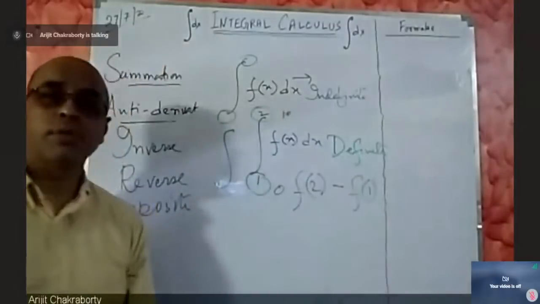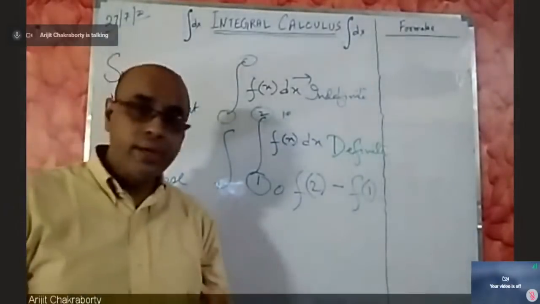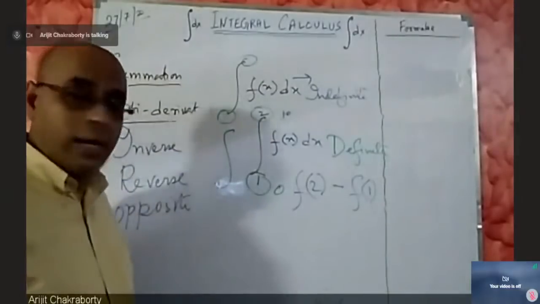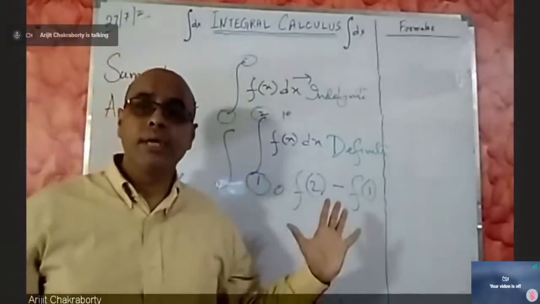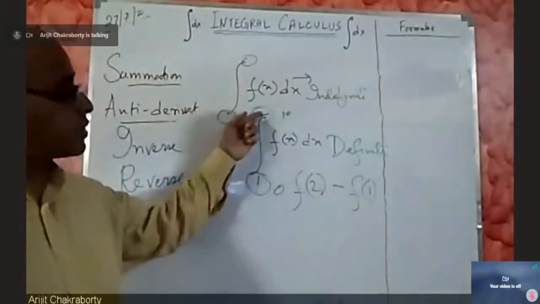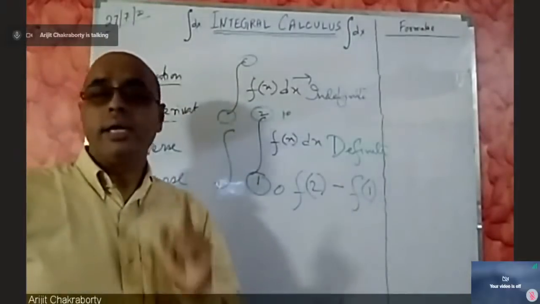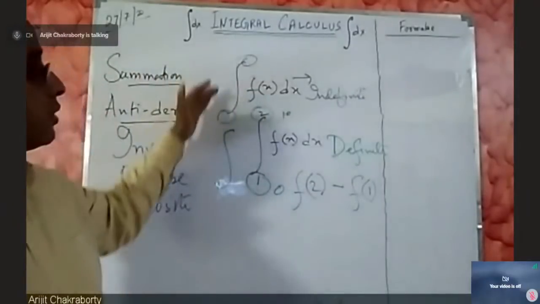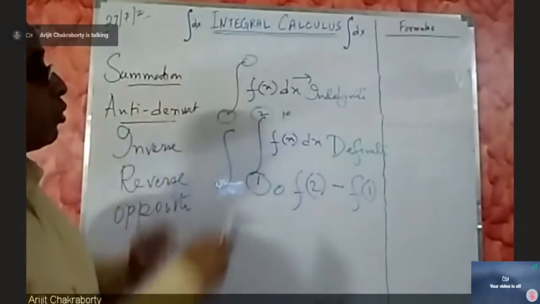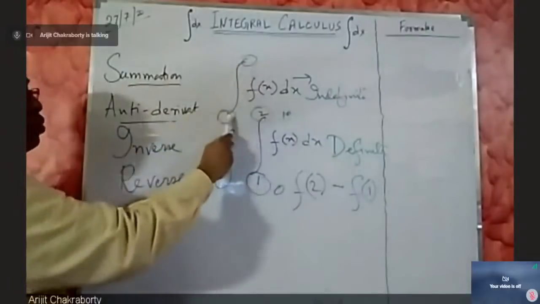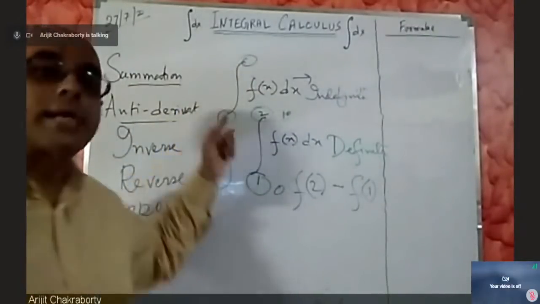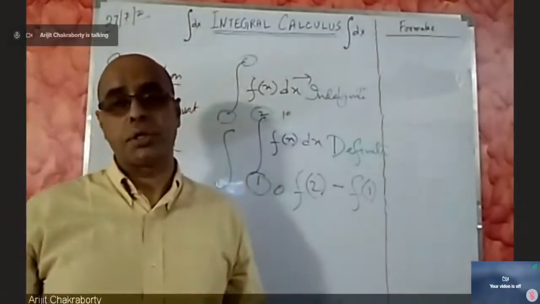So this is the concept of definite integration. Whenever you have two limits, lower limit and upper limit, whenever you see that the problem in the exam contains two limits, please note that it will be a case of definite integration. And when you don't have any numbers at the two ends of the integration sign, then it is a case of indefinite integration.